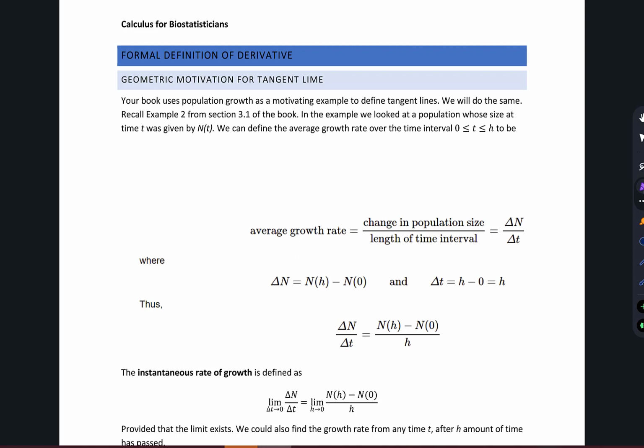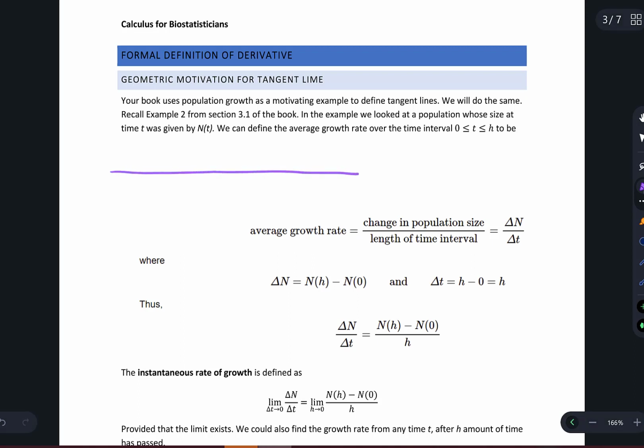As we move through this chapter, your book uses population growth as a motivating example to define tangent lines, and we're going to do the same thing. So recall example 2 from section 3.1 of your book. In that example, we looked at a population whose size at time t was given by N(t), and we can define the average growth rate over time on the interval where t is restricted between 0 and h. Before we define that average growth rate, let's consider a timeline to see what this would look like.